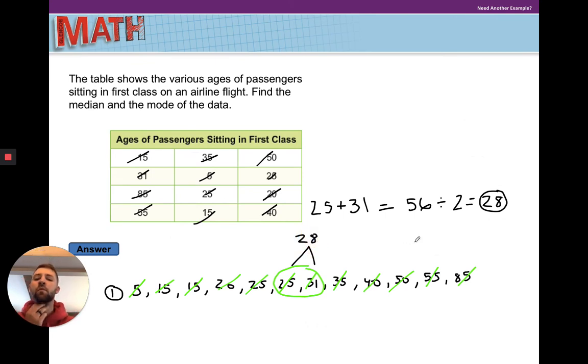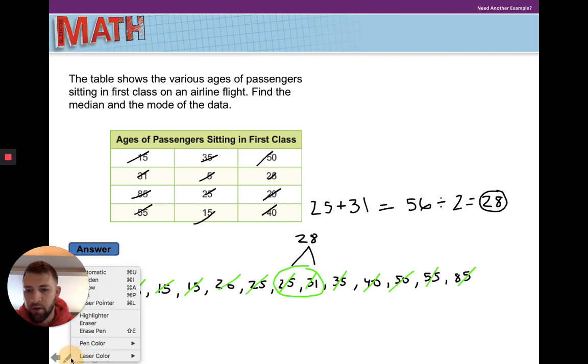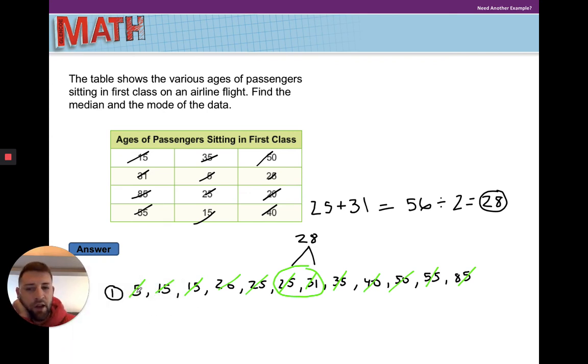Okay. I didn't have one number in the middle. I had two numbers left, so I had to add and then divide by 2. Okay. And then we're going to look at what number do we see most. There's a reason I crossed them off in green so you could still see them when we're walking by. So I have 1 5, I have 2 15s, I have 1 20, so we're going to keep an eye on the 15s. I have 1 20, I have 2 25s, 1 31, 1 35, 1 40, 1 50, 1 55, 1 85.